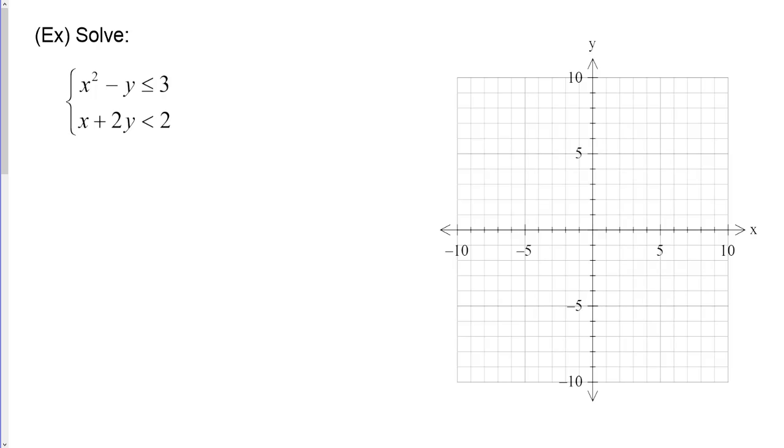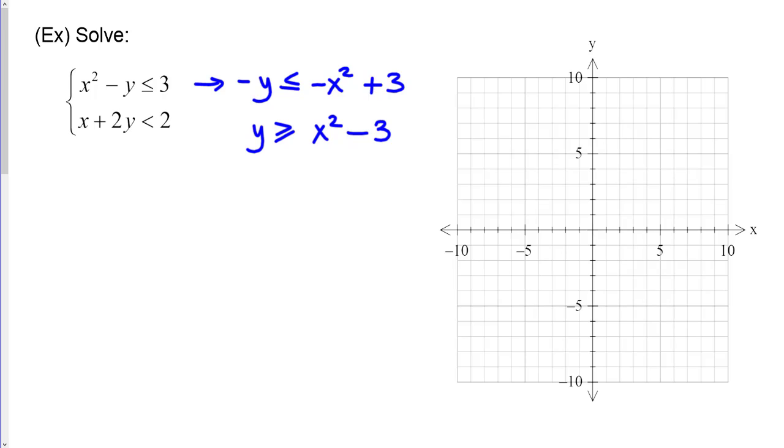First thing I'm going to do is solve it for y. So I would have negative y is less than or equal to negative x squared plus 3 if I move my x squared term to the other side by subtraction. Then if I divide both sides by a negative, I have y is greater than or equal to x squared minus 3.